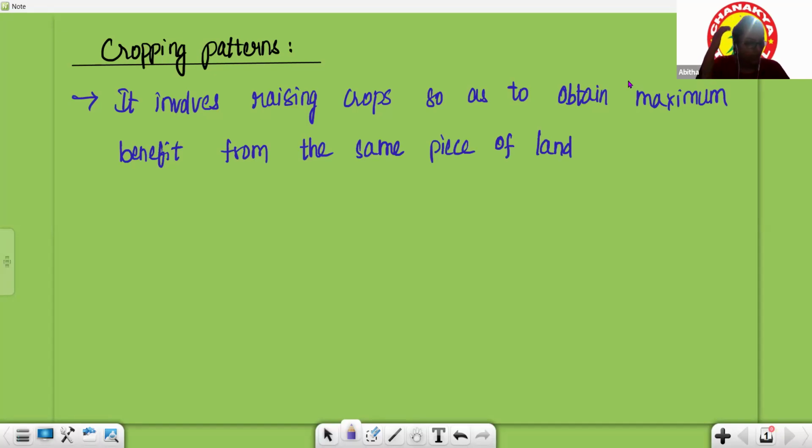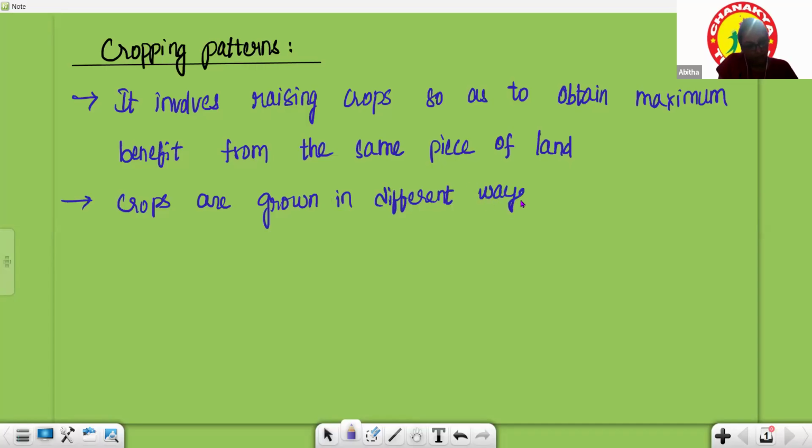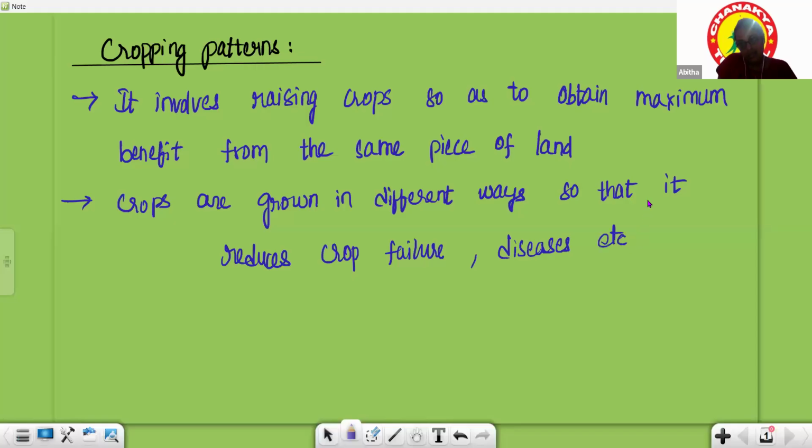Next, crops are grown in different ways so that it reduces crop failure, diseases, etc. So this is the advantage of cropping pattern.